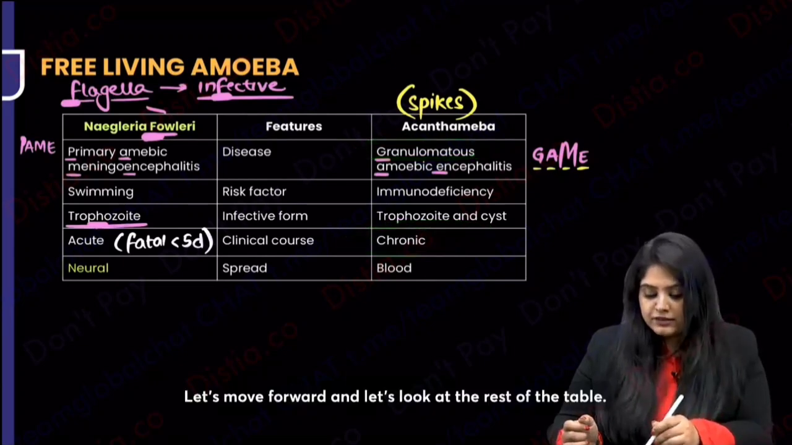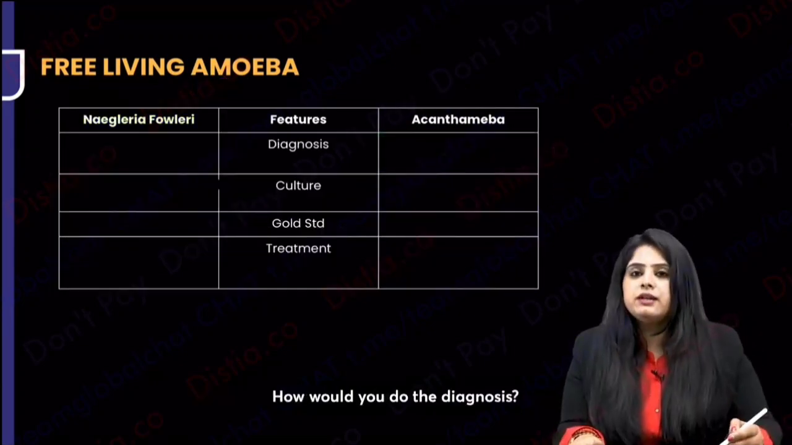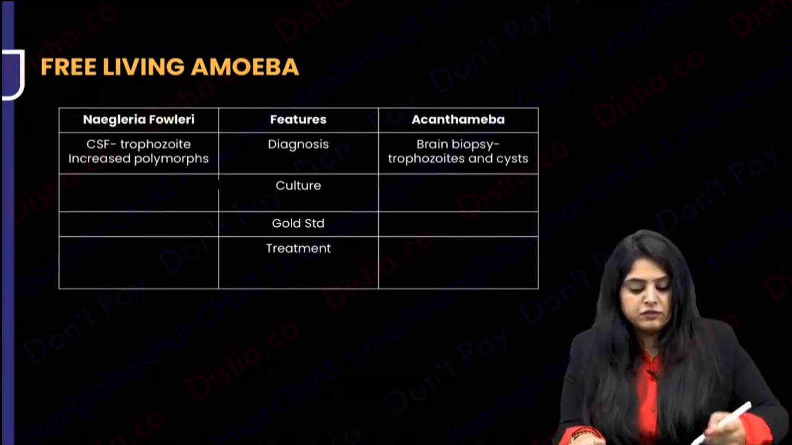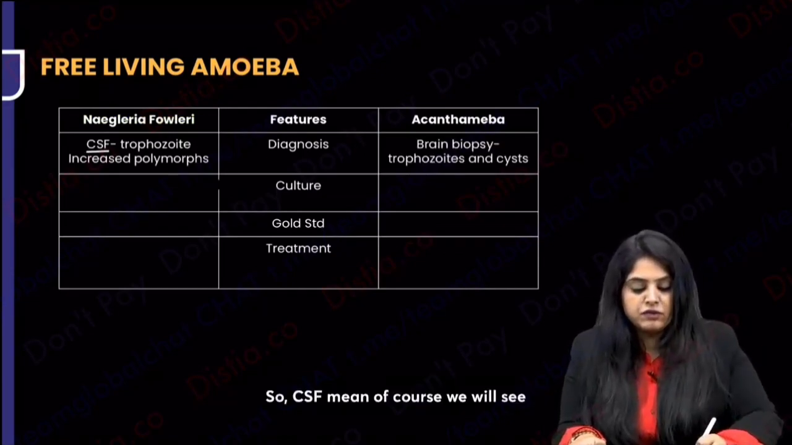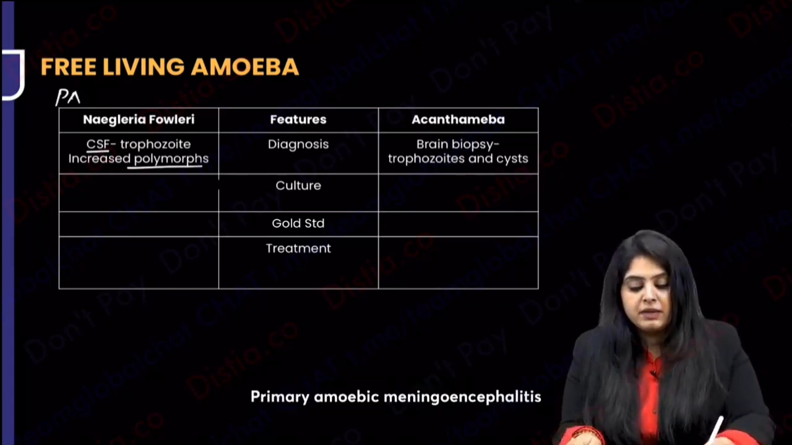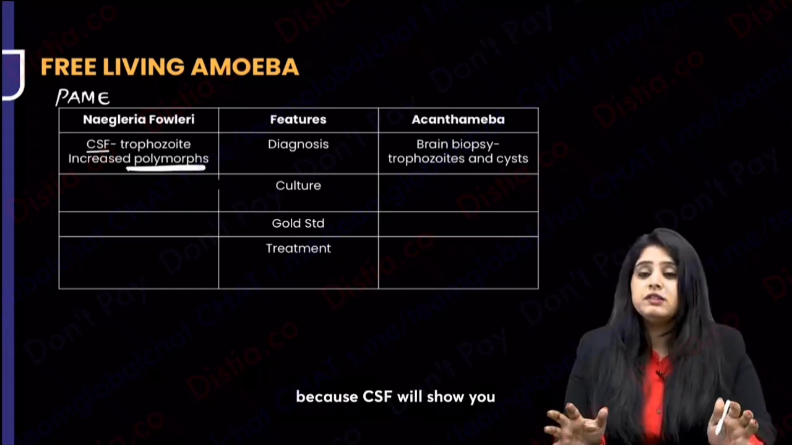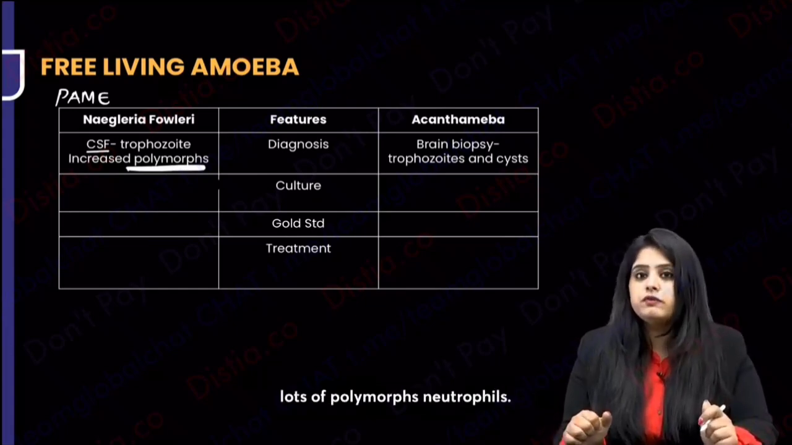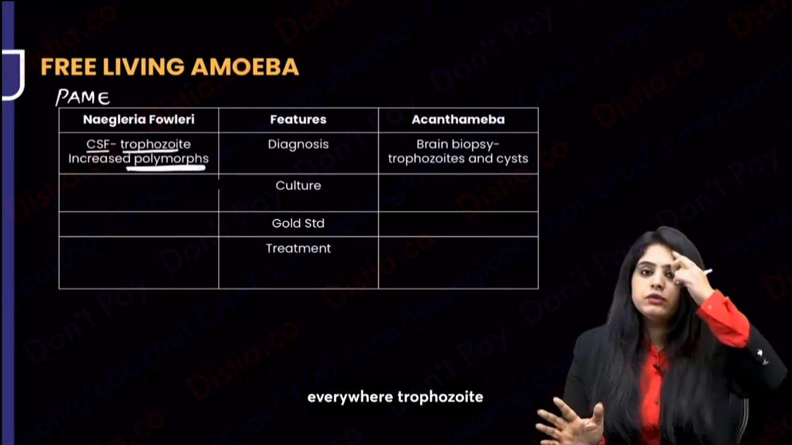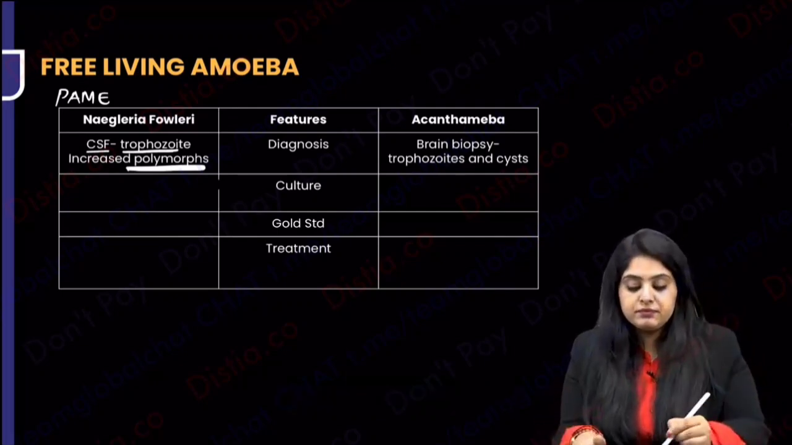Let's move forward and look at the rest of the table. How would you do the diagnosis? Of course, you're going to look at the CSF in both situations. CSF you have to see. In the CSF, of course, we will see it's very similar to a bacterial meningitis. Primary amoebic meningoencephalitis is very, very similar to bacterial meningitis because CSF will show you lots of polymorphs, neutrophils. And of course, the trophozoite, who was doing the foul play everywhere? The trophozoite is going to be doing the foul play.